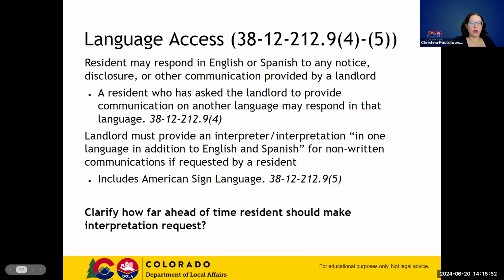We're looking for feedback. One thing we're looking at clarifying is how far ahead of time a resident should be required to make an interpretation request. They don't believe that's currently in statute.